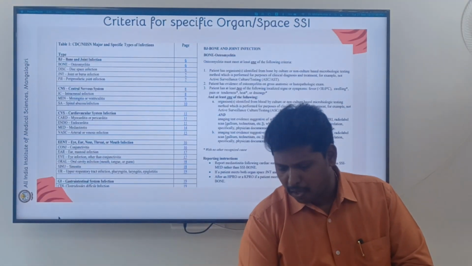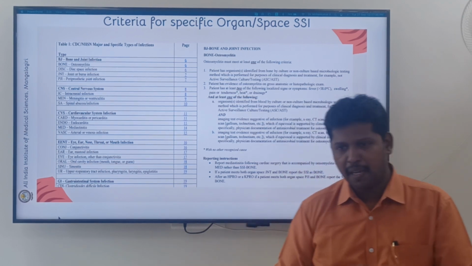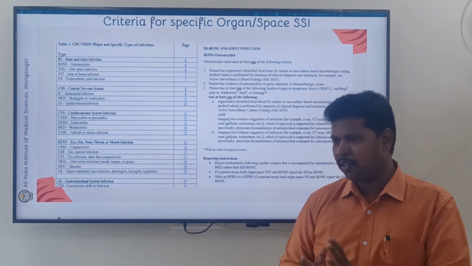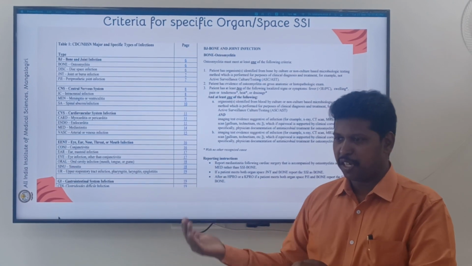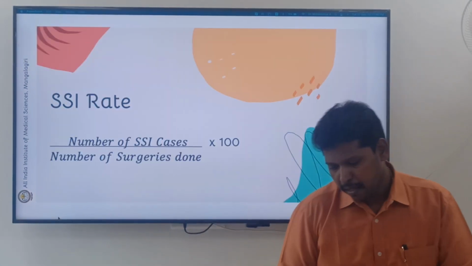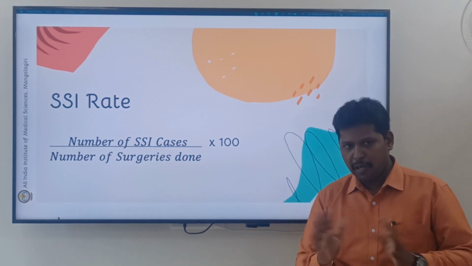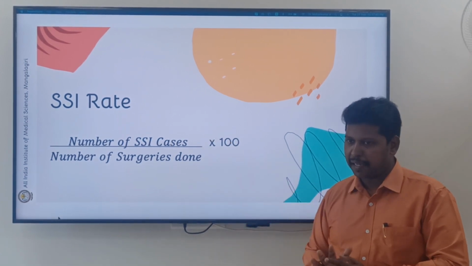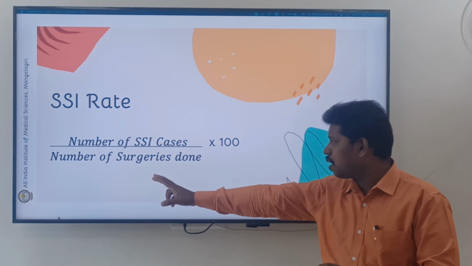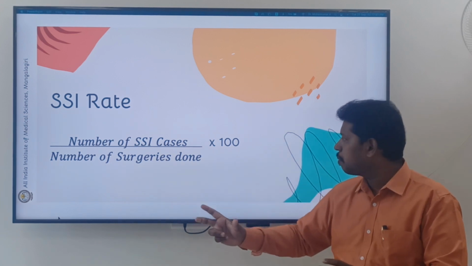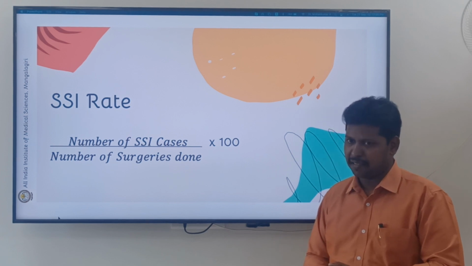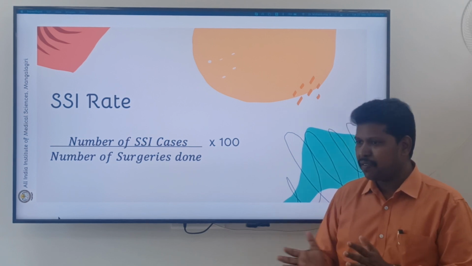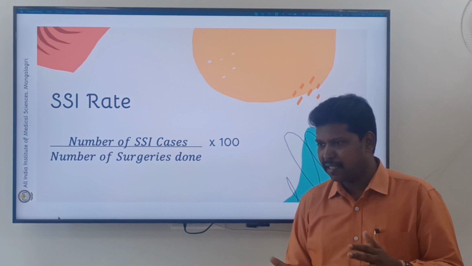For doing all these things, basically we need to have a deep understanding or knowledge about this NHSN CDC criteria or mapping of procedural codes. After doing all these things, we will arrive at our SSI rate. SSI rate is basically the number of surgeries done in the hospital in the particular period. Above we have the number of SSI cases which are documented. So the data will be collected for a 30 day period or 90 day period.